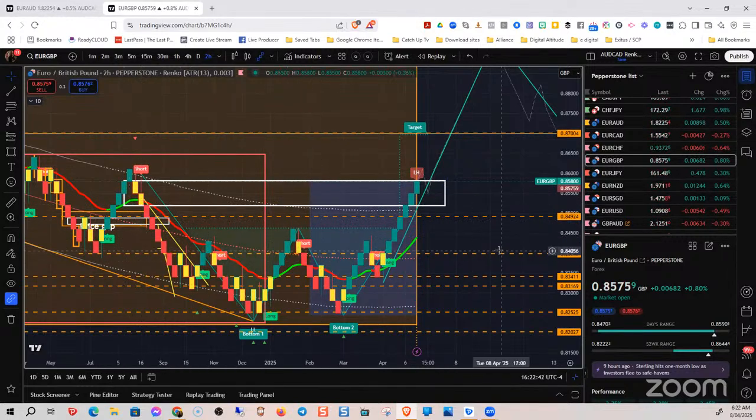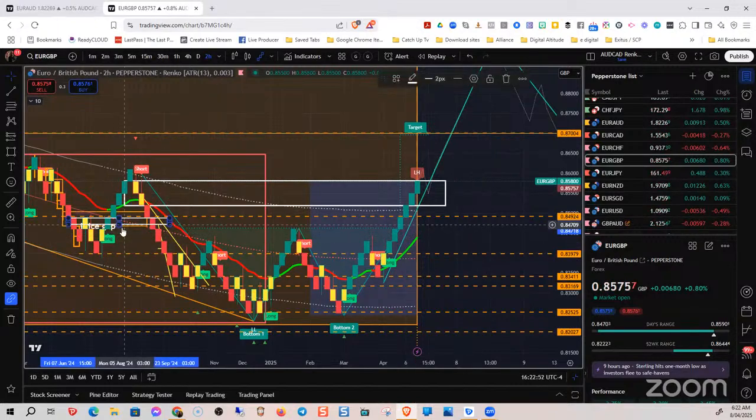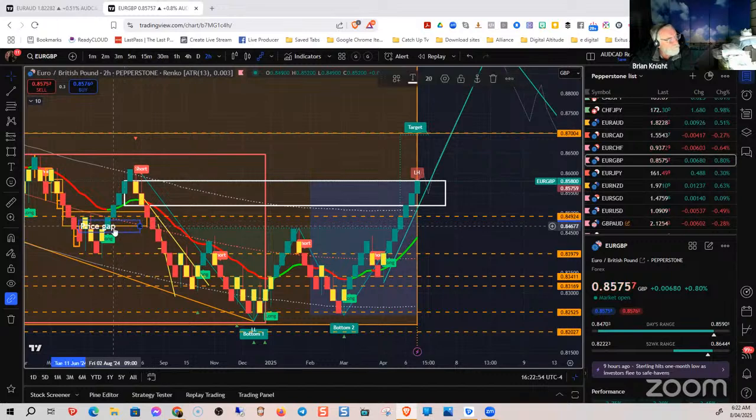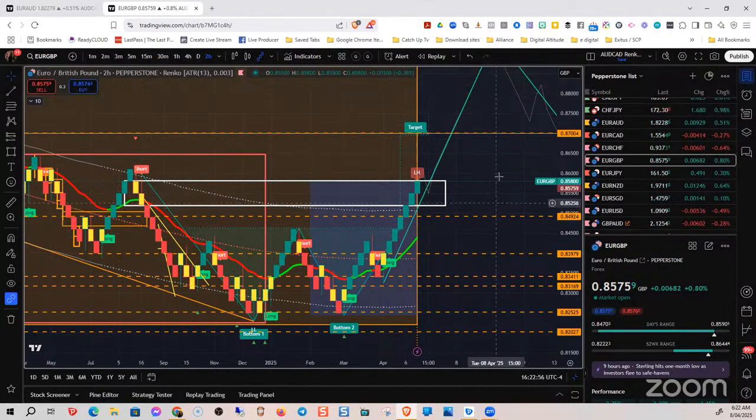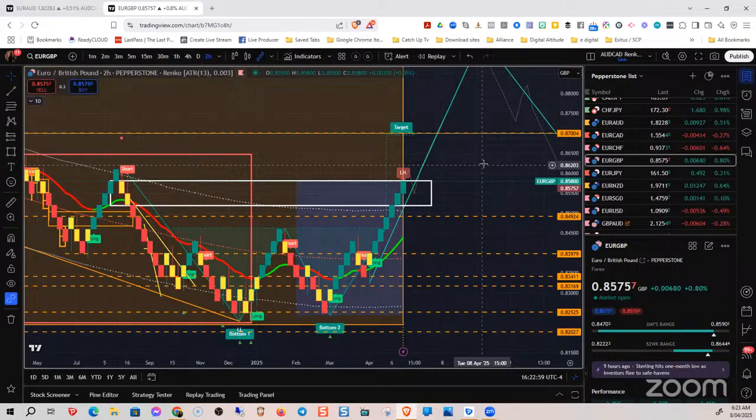You're looking for whatever Pac-Man is eating over here to your left. There's fair value gaps and everything else in there. Okay. So all you're doing is looking for this trend line to continue up.